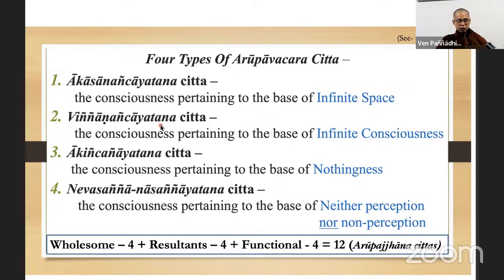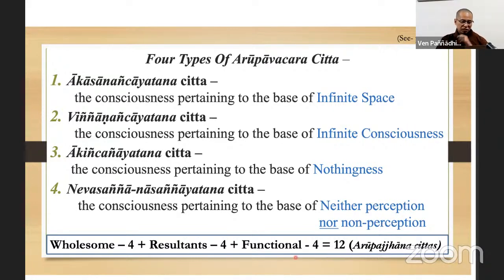Vinnanancayatana citta, the consciousness pertaining to the base of infinite consciousness. Akincannayatana citta, the consciousness pertaining to the base of nothingness. Neva Sanna Nasannayatana citta, the consciousness pertaining to the base of neither perception nor non-perception. Okay, the translation here: neither is negative, that's why neva; perception is sanna, so it becomes neva sanna. Nor non-perception, so two negatives come. Not asanna, so the a also has a negative meaning. That's why not asanna, nor non-perception. So it becomes understandable. Now I think you can practice to memorize.